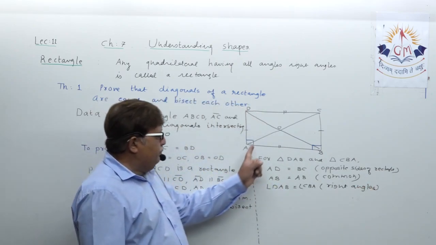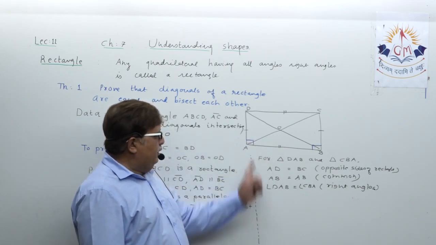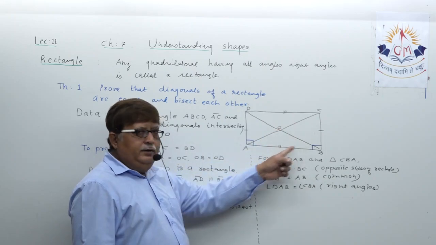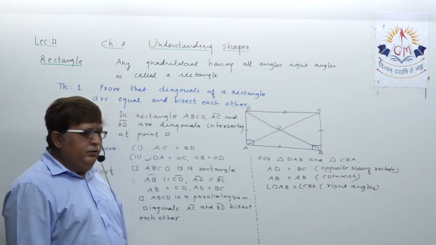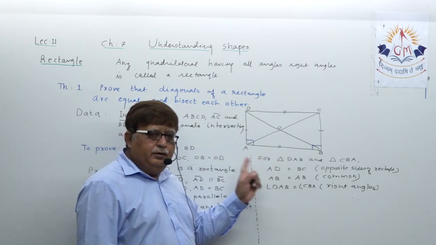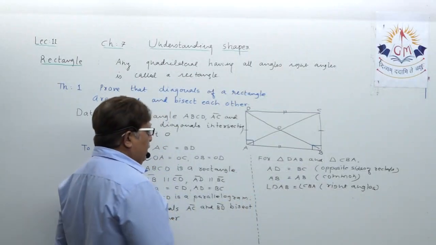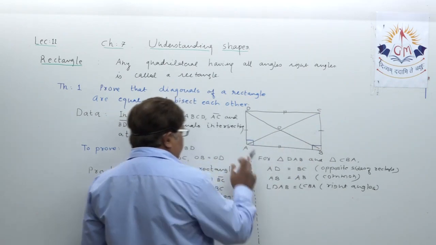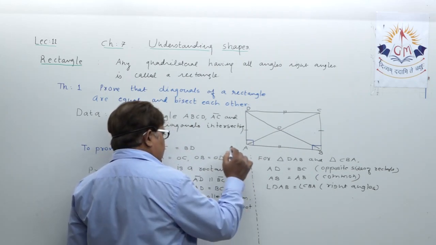So dear student, these two triangles which we want to target, triangle DAB and triangle CBA, we proved them congruent by the criteria or postulate SAS. You understood this? How? AD equal to BC, because they are opposite sides of a rectangle which are always congruent.